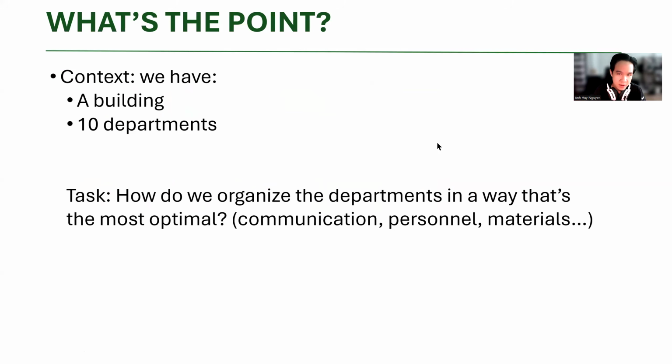Now, what's the point? I have talked about this in my last video, but I'll say it again. Imagine you are a business owner and you have 10 different departments. How should you organize the departments in a way that optimizes the whole company? For example, you will want to optimize the departments in a way that maximizes communication flow, or personnel flow, or material flow, that sort of thing. So that's the point of this algorithm.